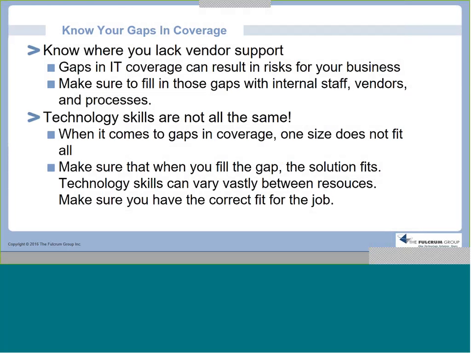Know your gaps in coverage. What this simply means is make sure that when you're being provided a service and you expect that service to be delivered, that it's covering everything that you need. A common misconception is backups as opposed to disaster recovery.